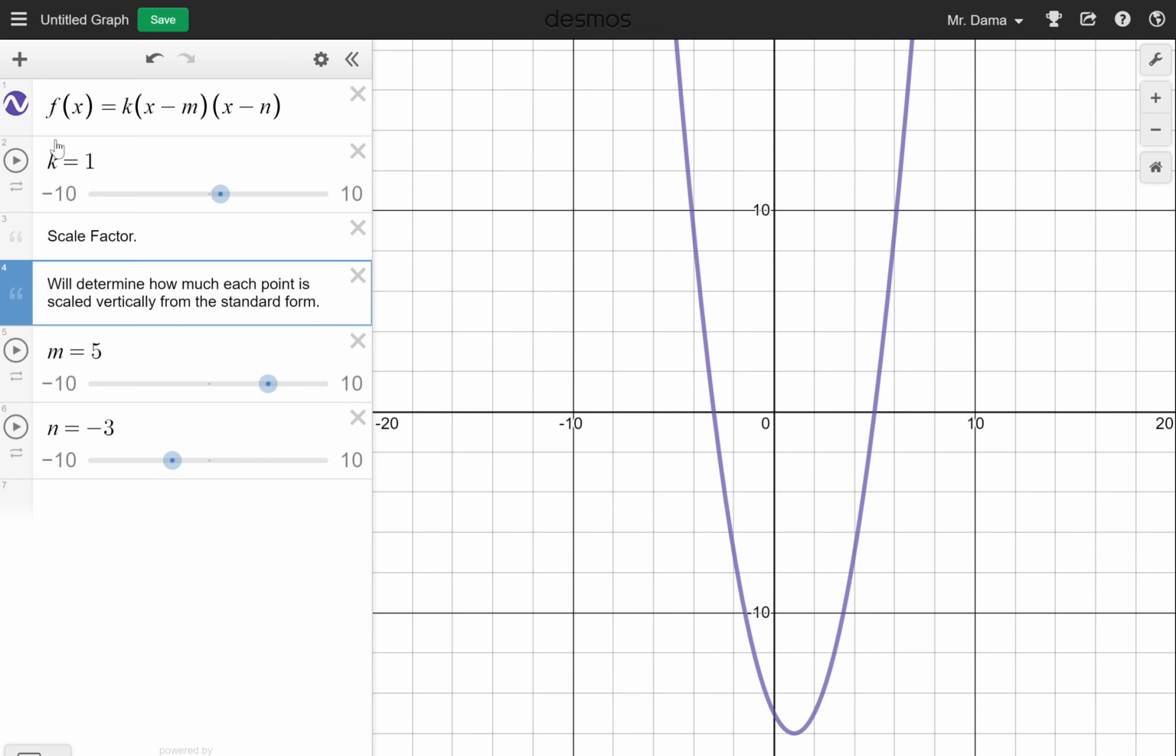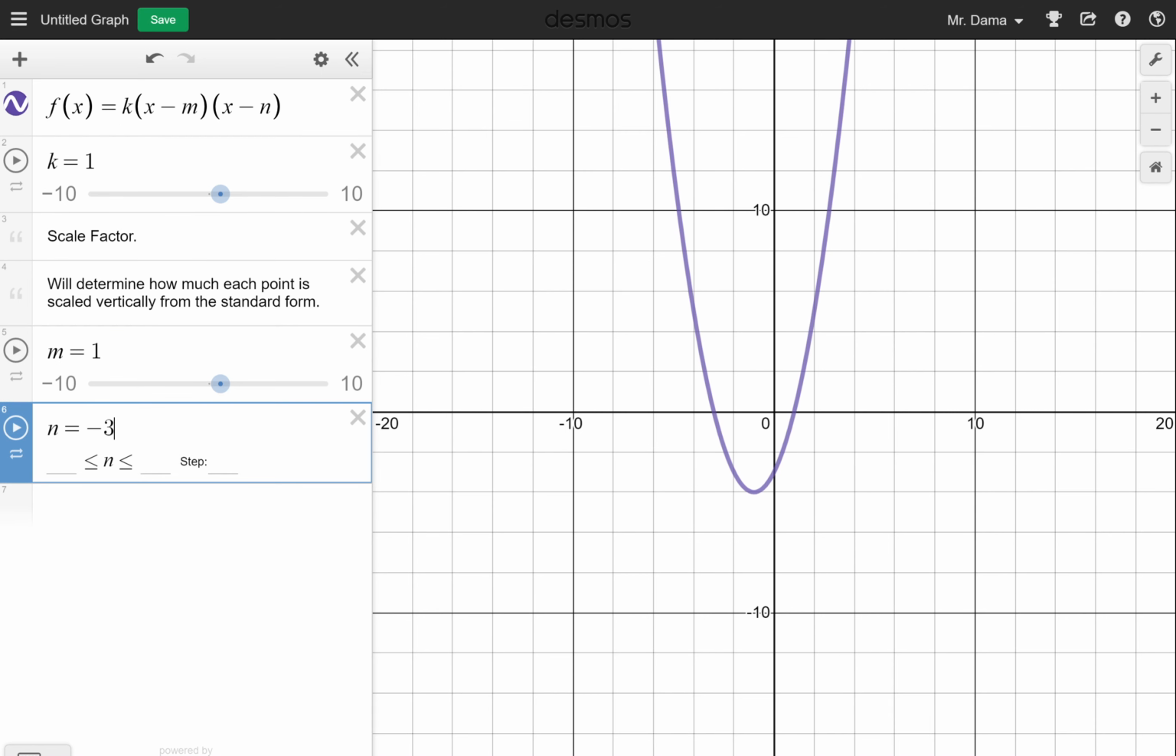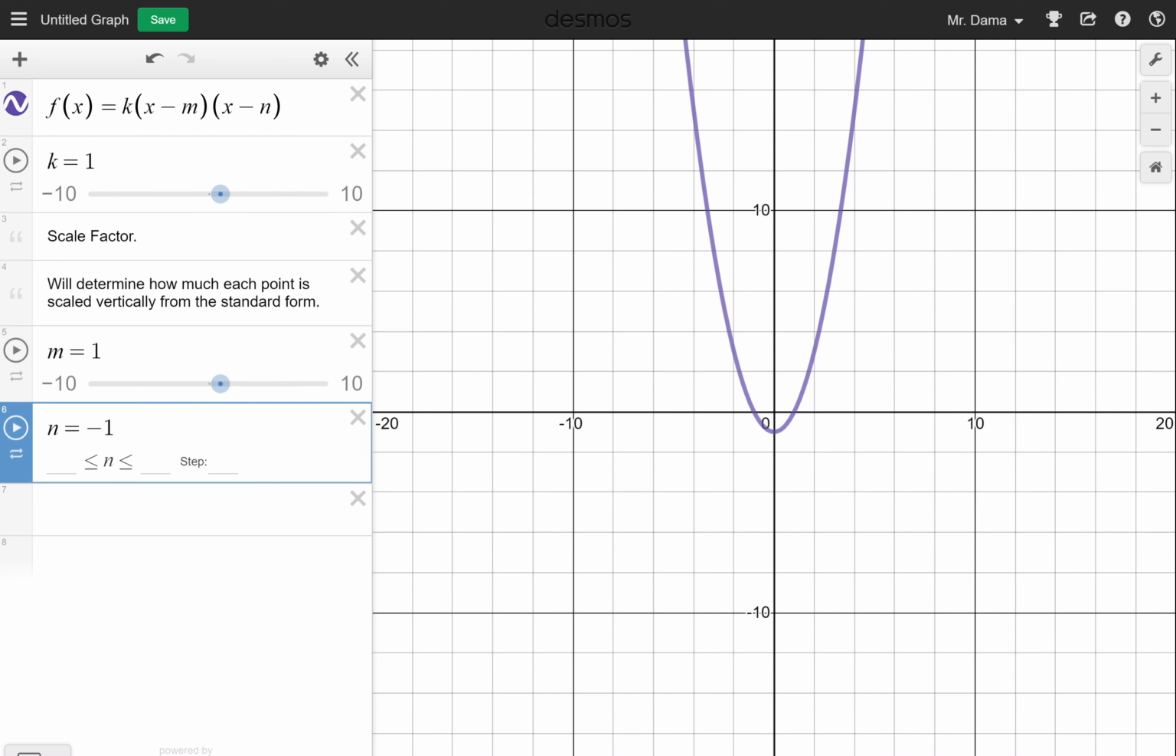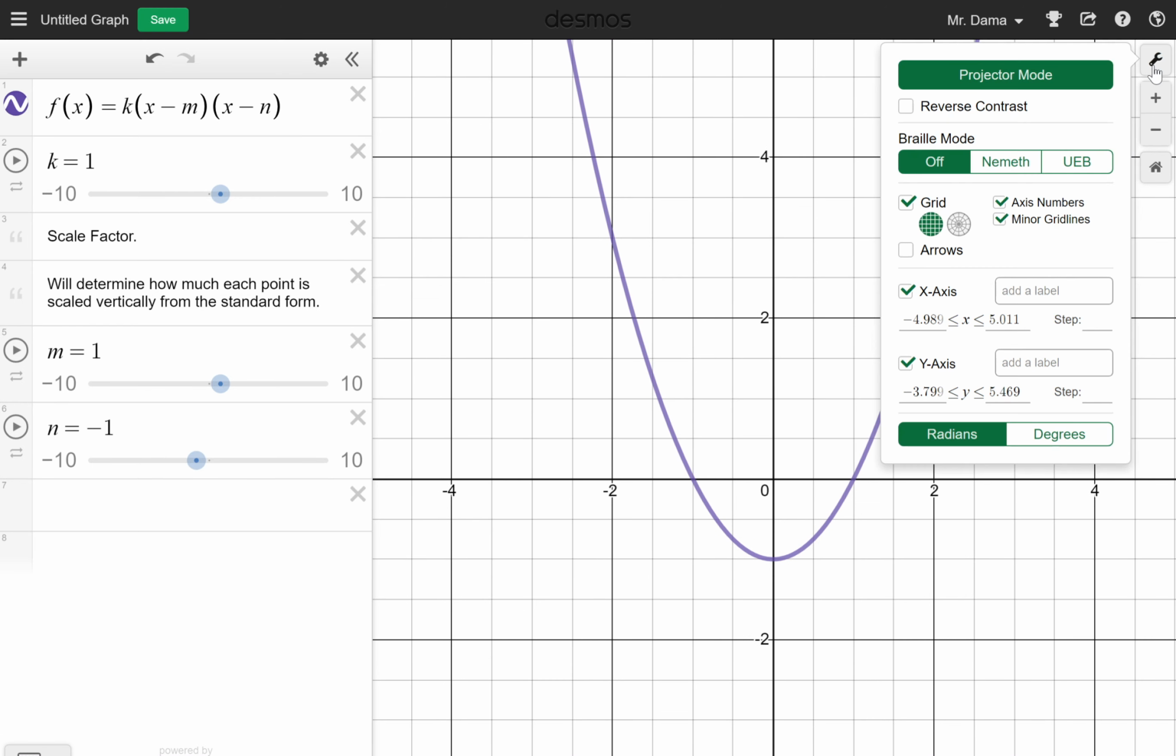And you're like, Mr. Dharma, what does that mean? Well, let's have a look. I'm going to pick m and n as nice numbers. I'm going to go -1 and +1. And I'm going to zoom in a little bit. I'm just going to change these that I'd already set up.